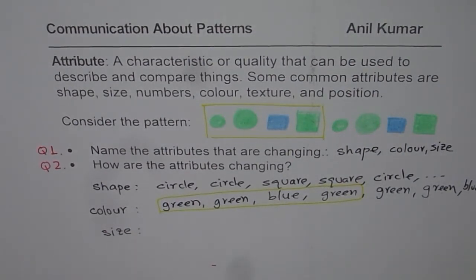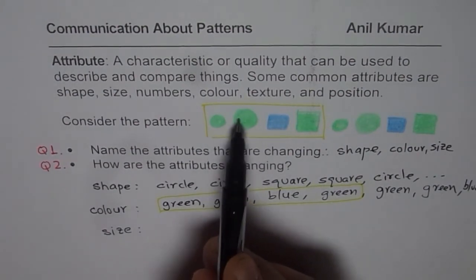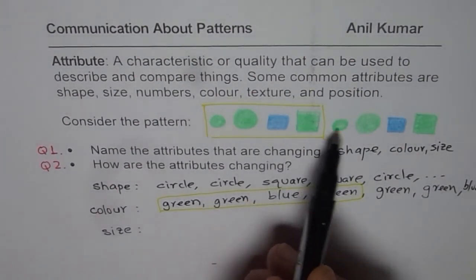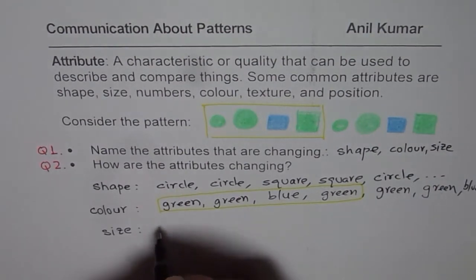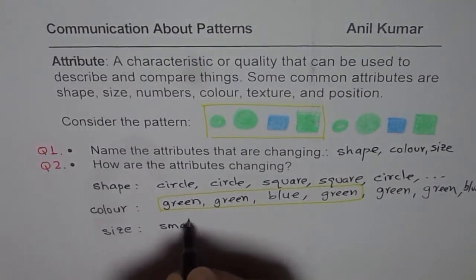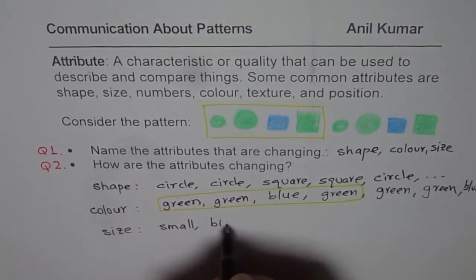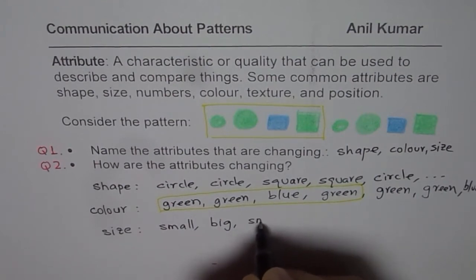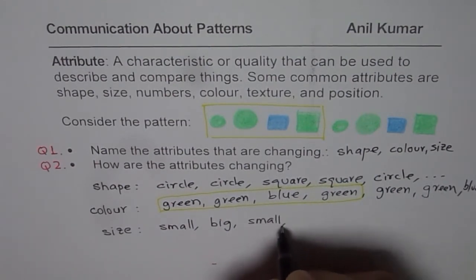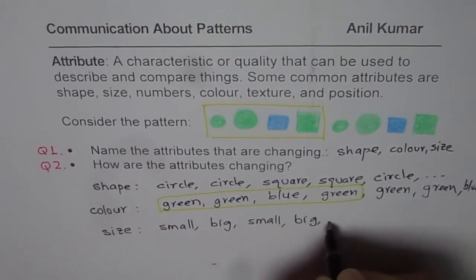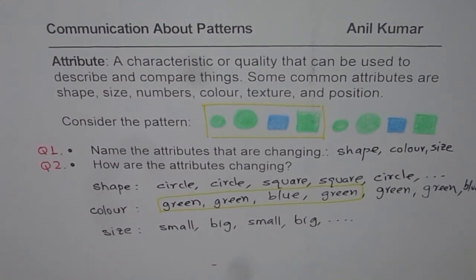Now let's look into the size. Small, big, right? Small, big, small, big. So we'll write small, big, small, big. Likewise, small, big, small, big. So that is how the size changes. Do you see that? So separately, each attribute can be described as shown here.